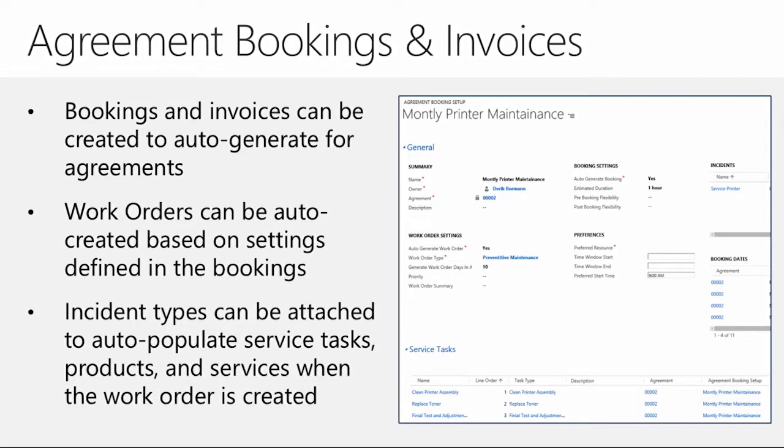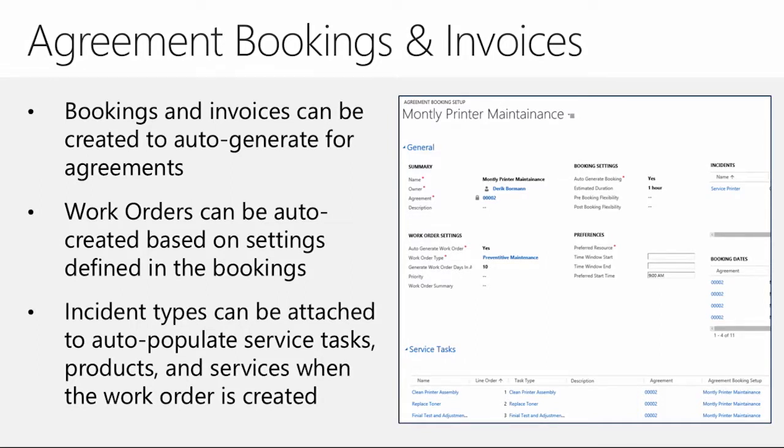Now, where this is really kind of handy is inside the individual situations, I can do things like populate incident types, and I can populate service tasks. So I can automatically have the application take that information in, and so when it creates the work order, much like we did when we manually created the work order, we can have it pre-populate that information.